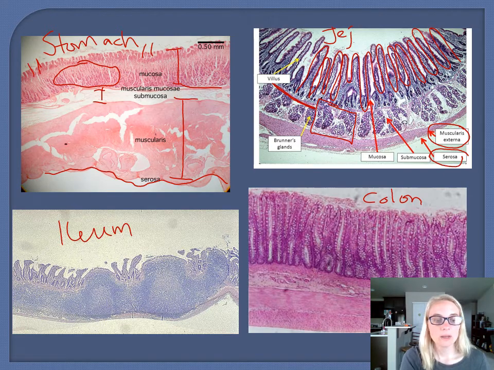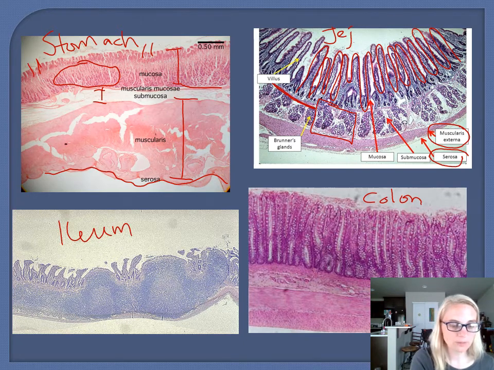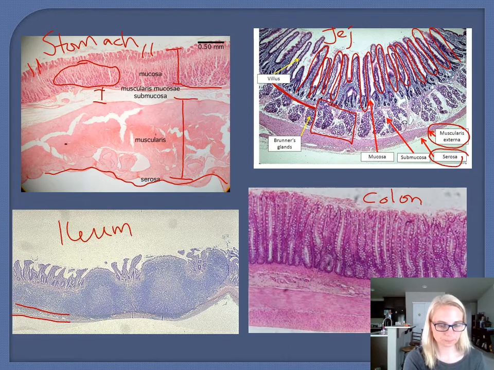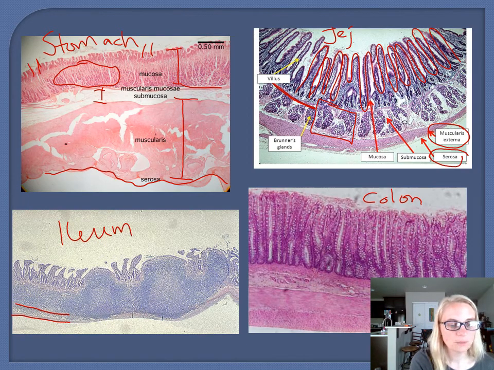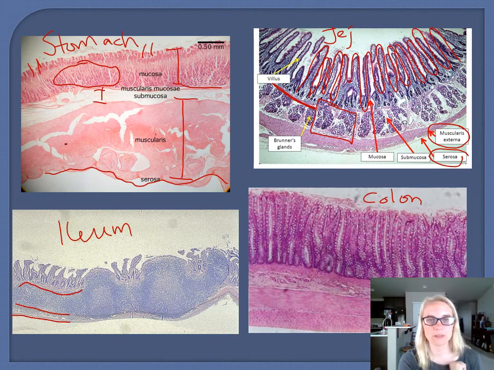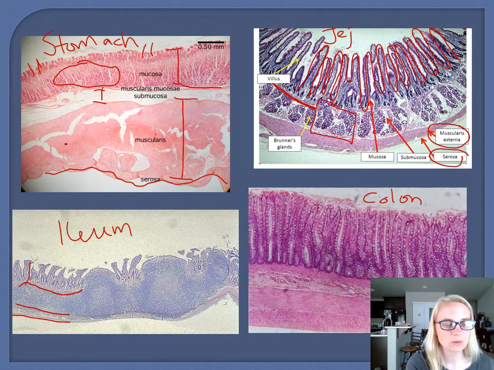All right. So then down on the bottom here, we have our ileum, bottom left. So our serosa is going to be out here. Our muscularis is very thin. Here's our submucosa. And kind of right where I'm drawing that line would be our muscularis mucosa. And then this is our mucosa.